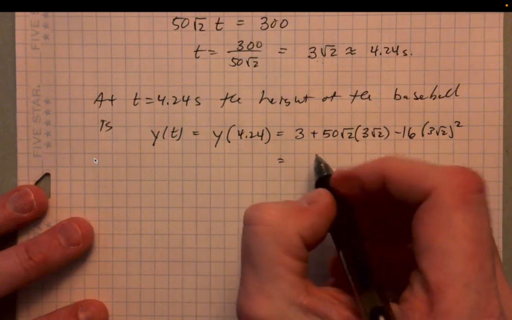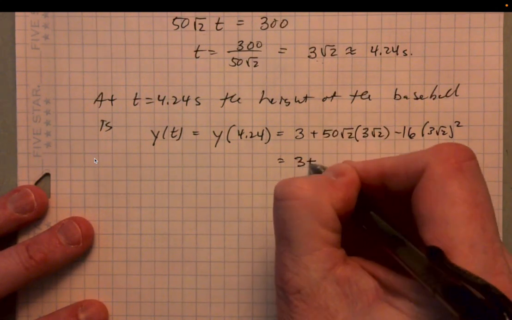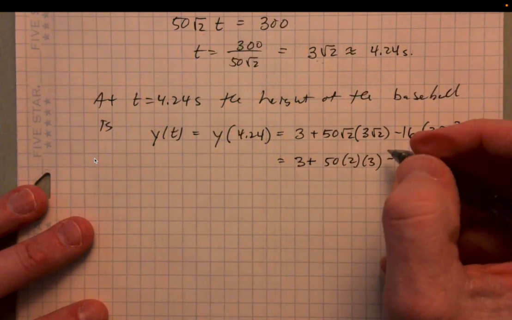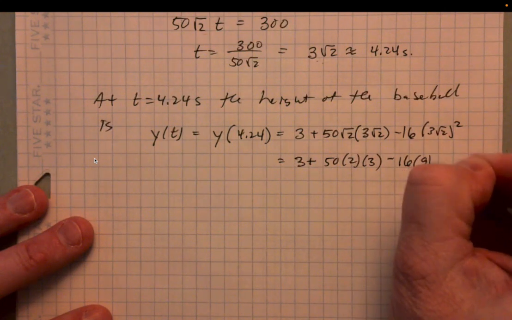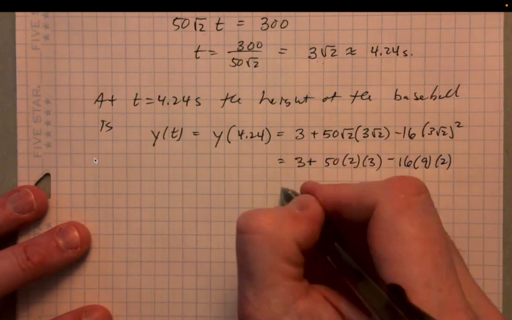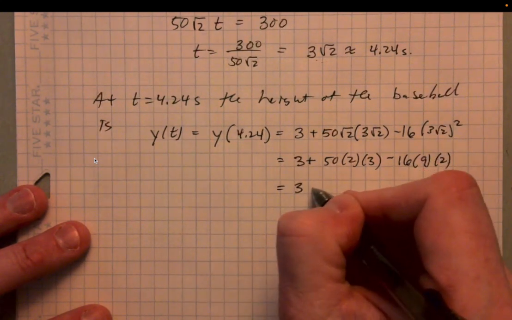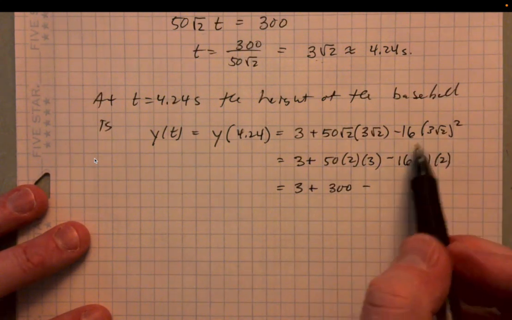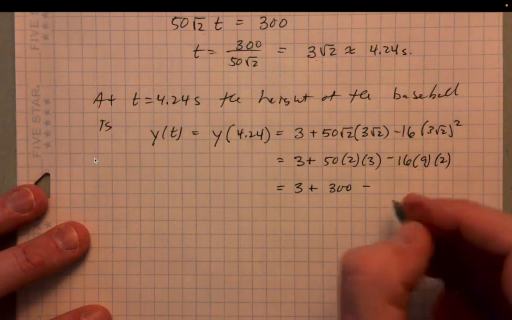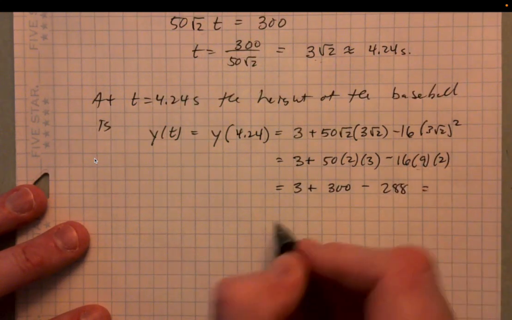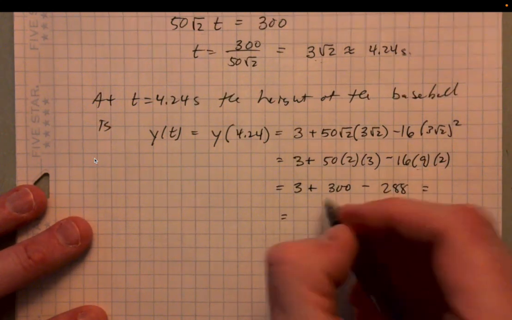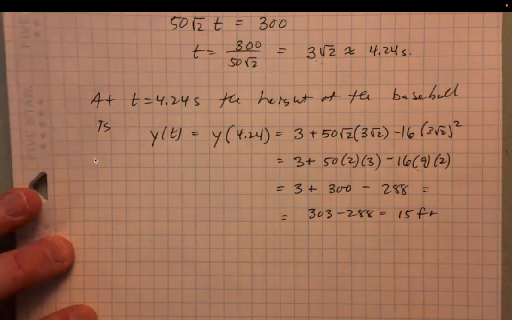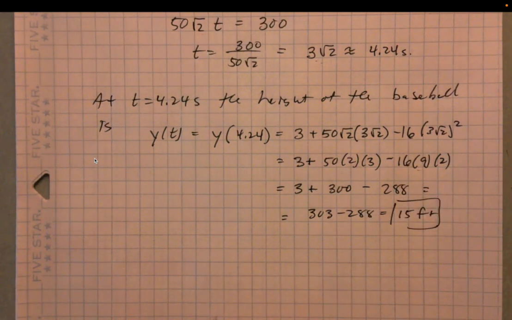Okay, and so we can figure out all of this pretty quickly. That'd be 3 plus 50 times 2 times 3, minus 16 times 9 times 2. Everything is squared and square roots. So that's going to be 3 plus 300 minus, now this one is a little harder to figure out, 288. Okay, and so what do we get? Well, it's 303 minus 288, which we can see is 15 feet. Again, I went through that quickly, but it's just arithmetic, really.